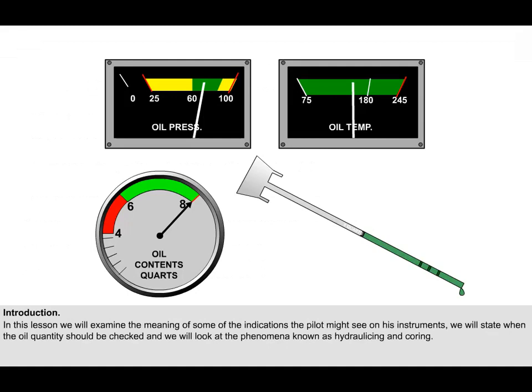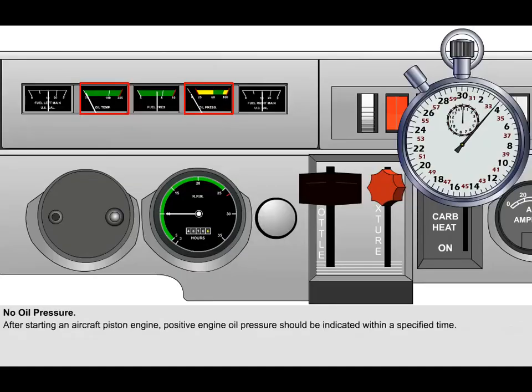Indications of oil pressure and temperature give the pilot a good idea of the mechanical integrity of the engine. Of course, the pilot must then interpret these indications correctly. In this lesson, we will examine the meaning of some of the indications the pilot might see on his instruments. We will state when the oil quantity should be checked, and we will look at the phenomena known as hydraulicking and coring.